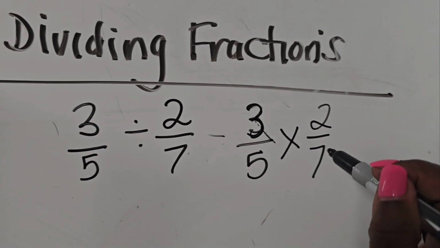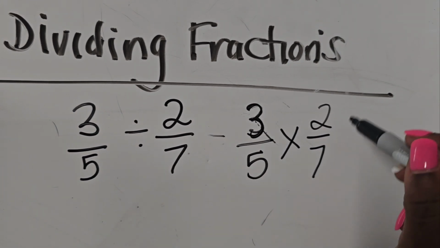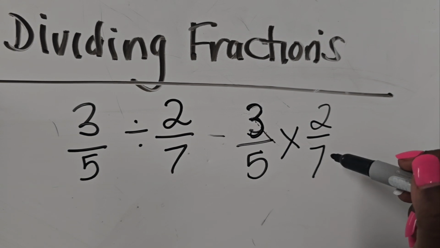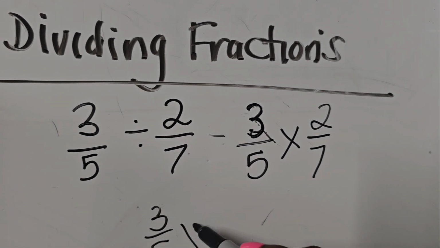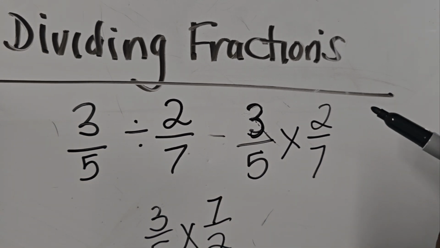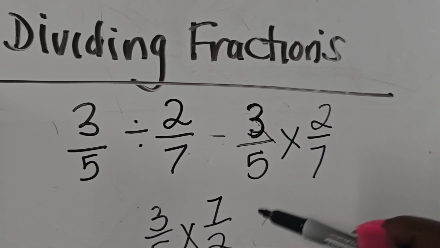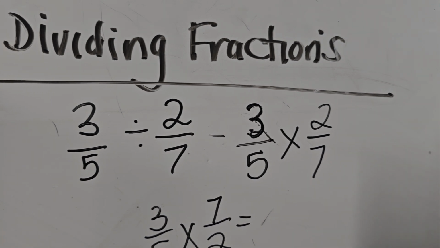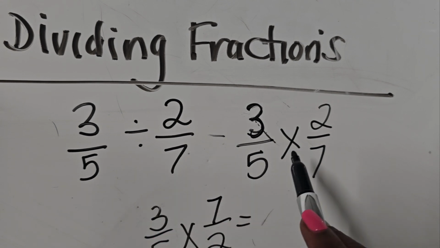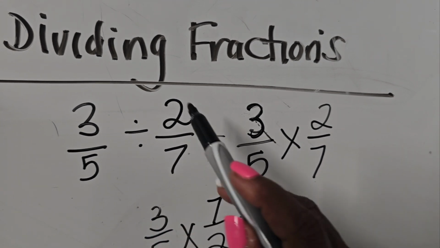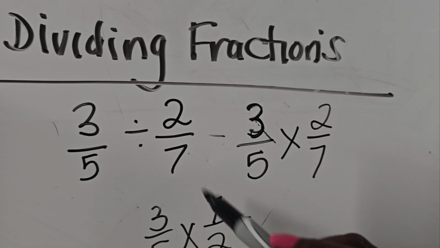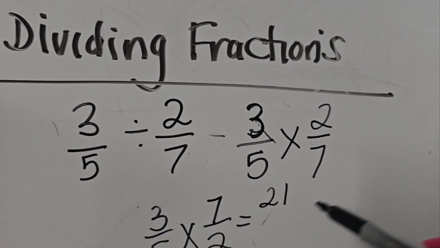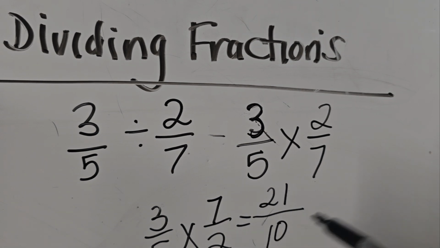Step number two is to take the reciprocal of the second fraction, flip that fraction. So then it becomes 3/5 times 7/2. So instead of 2/7, it's 7/2. And then the problem is pretty much over. Step number one, you change the sign from division to multiplication. Step number two, you take the reciprocal of the second fraction. And then you just cross multiply. 3 times 7 is 21. And 2 times 5 is 10.